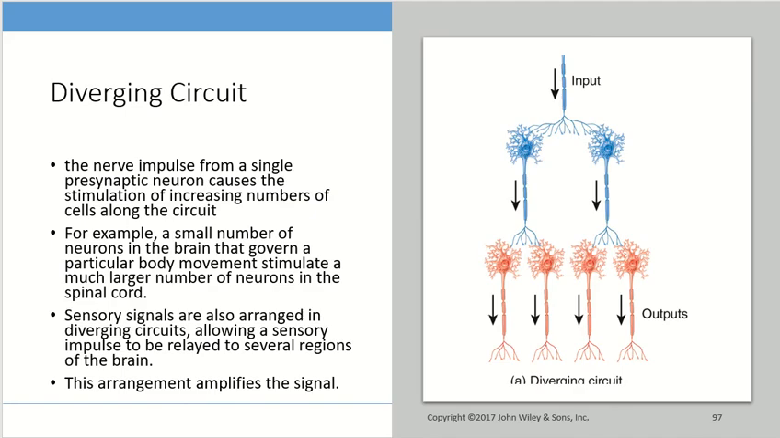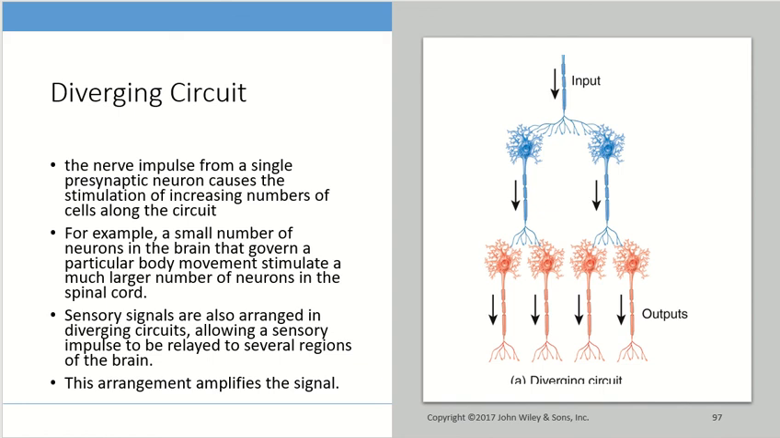So starting with the simple circuit, this is basically what it sounds like. One neuron is going to transmit that impulse to a second neuron, which passes it on to a third neuron, on and on. It's simple.